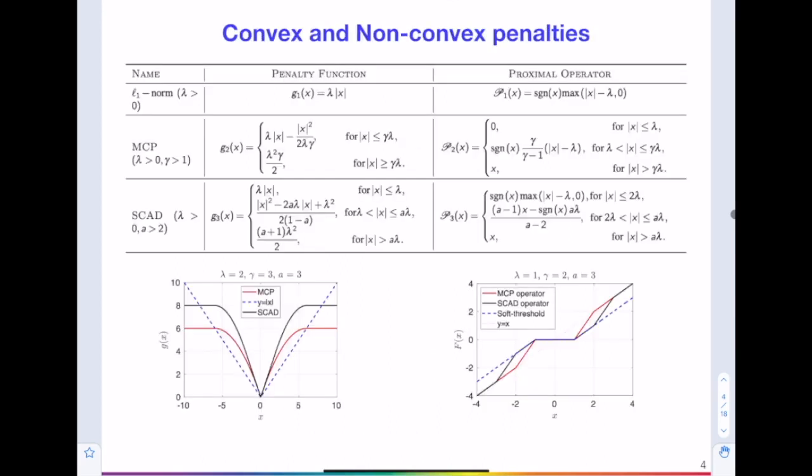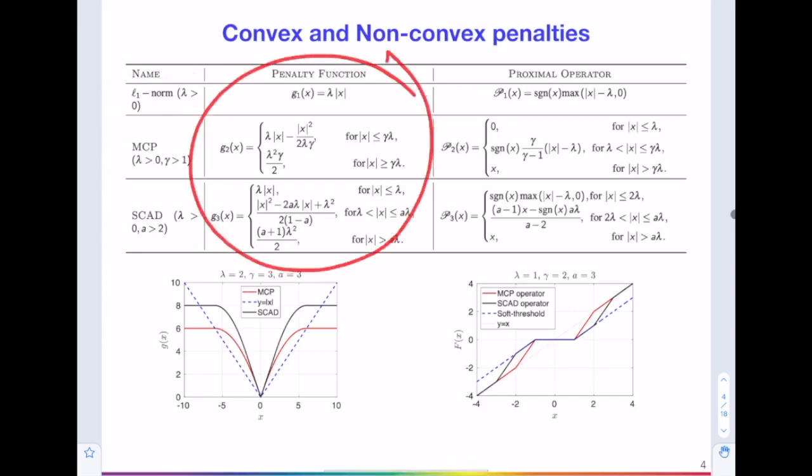Let's look at the convex and non-convex penalties that we have readily available. So in this paper we will be considering the L1 norm as a convex penalty and the minimax concave penalty and smoothly clipped absolute deviation penalty as both non-convex penalties. The advantage with these penalties is they have a closed form penalty function, and at the same time they also have a closed form proximal operator. This leads to more practical algorithms which can be implemented with ease.